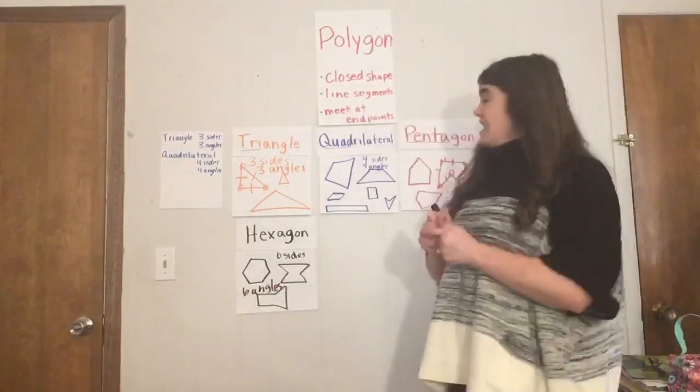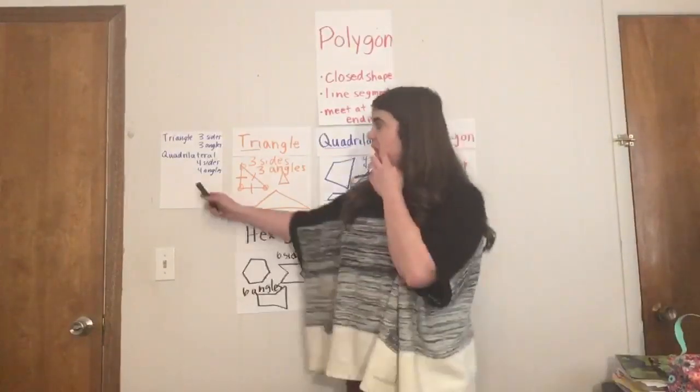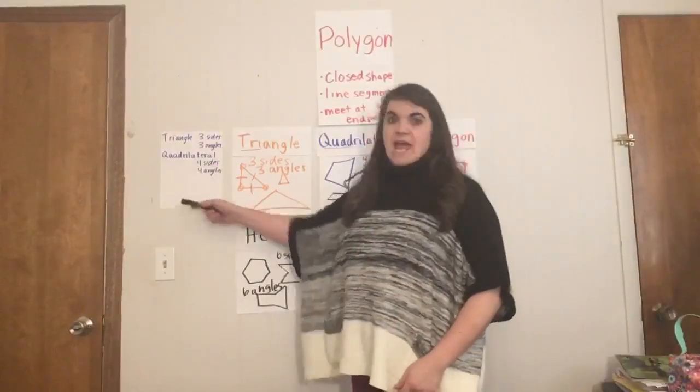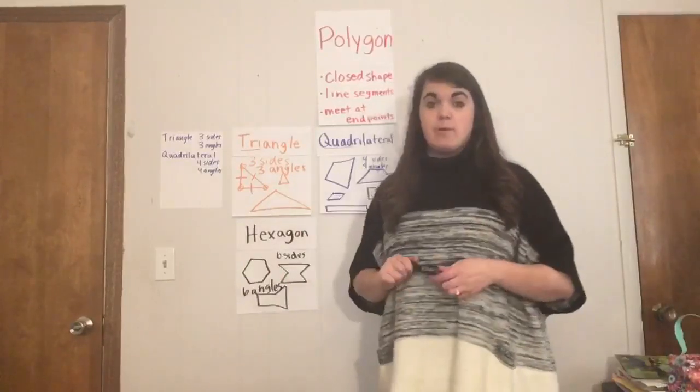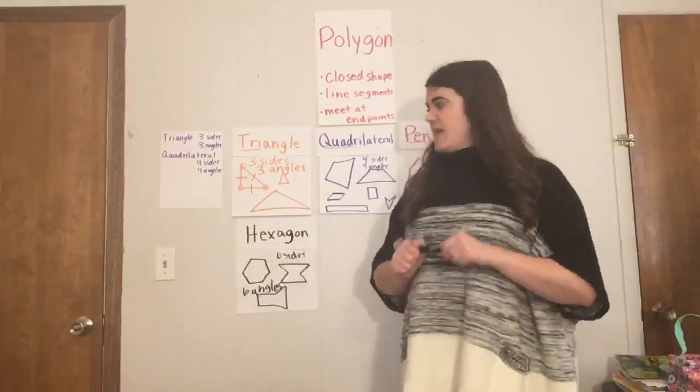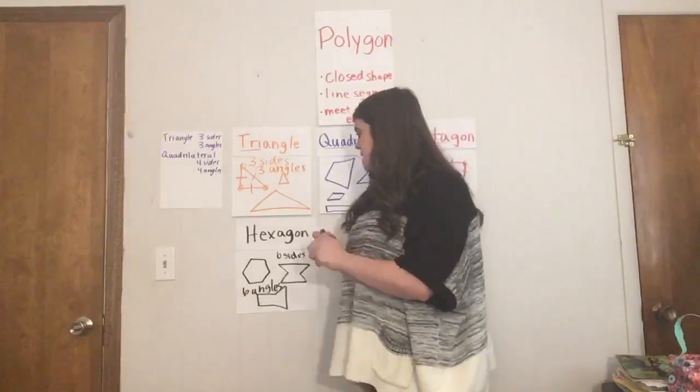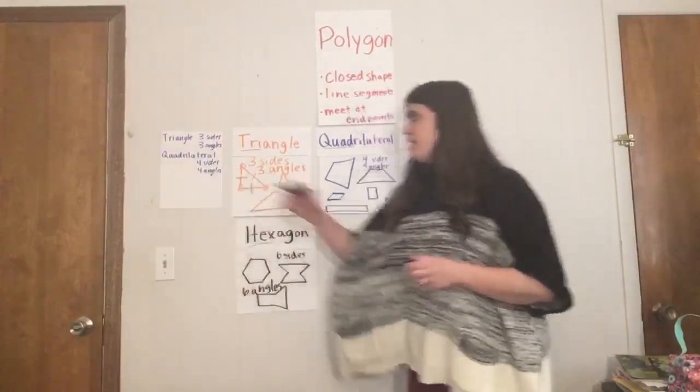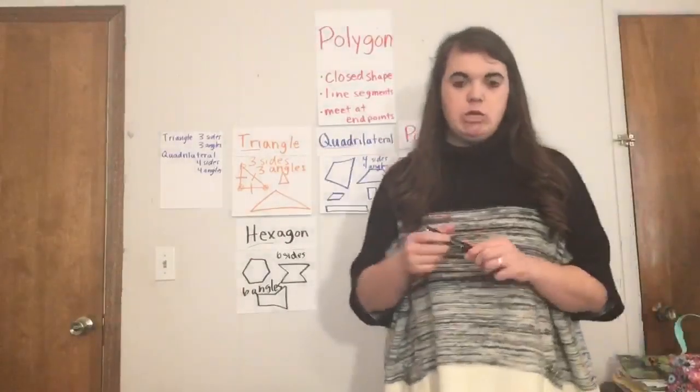So hex means 6. So it's going to have 6 sides and 6 angles. I forgot on the pentagon and hexagon. Go ahead and stop the video and write pentagon and hexagon on your paper to help you remember at the end of the lesson. Hex means 6. Write pentagon down as well. I didn't do those, sorry.